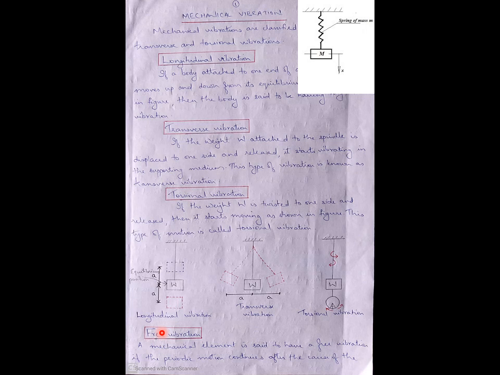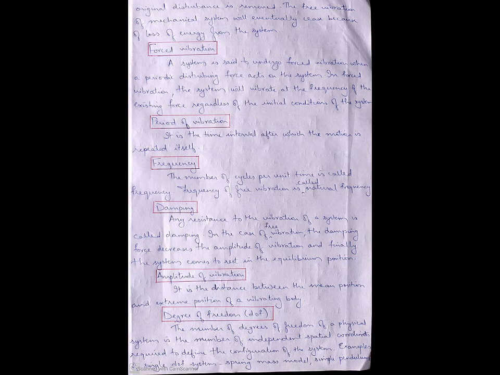So let us see what this free vibration is. From the name itself, you will be getting an idea. Free vibration means initially we will be giving a vibration to the body, and after that it will be moving in its periodic manner. And finally it will be coming to a stop. It is stopping because there is a loss of energy from the system and hence it stops. So let us see what is written over here. A mechanical element is said to have a free vibration if the periodic motion continues after the original disturbance is removed. The free vibration of a mechanical system will eventually cease because of loss of energy from the system. So the same thing.